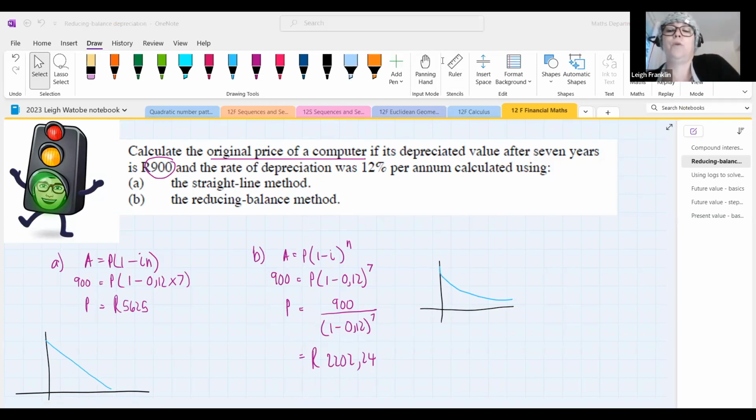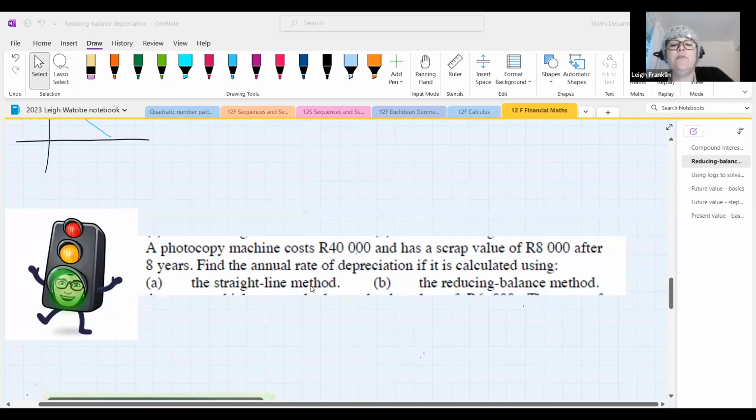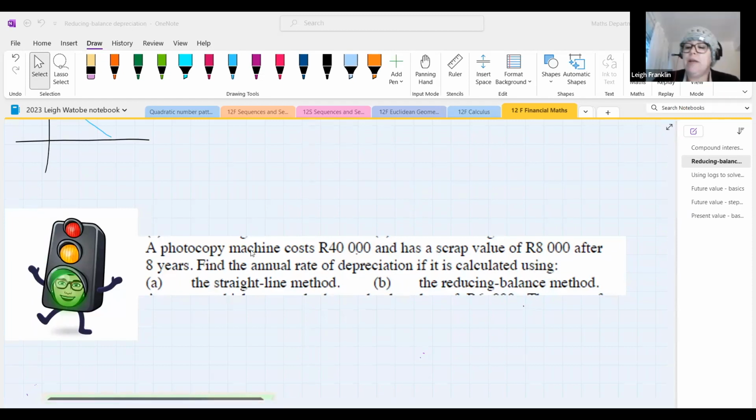Cool, Lazuko. Okay, so let's have a look at another question. I've got a picture of my calculator over here just in case we need it. A photocopy machine costs 40,000 Rand and has a scrap value of 8,000 Rand after 8 years. Find the annual rate of depreciation if it is calculated using A, the straight line method, and B, the reducing balance method. So again, we're going to do both methods in this question.